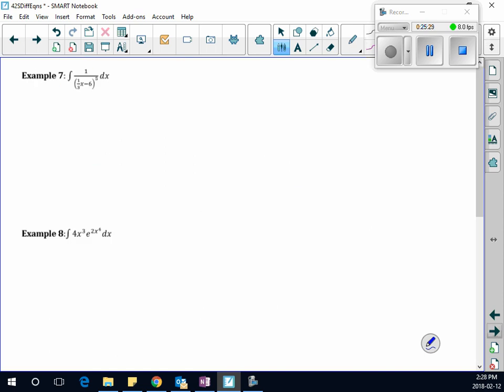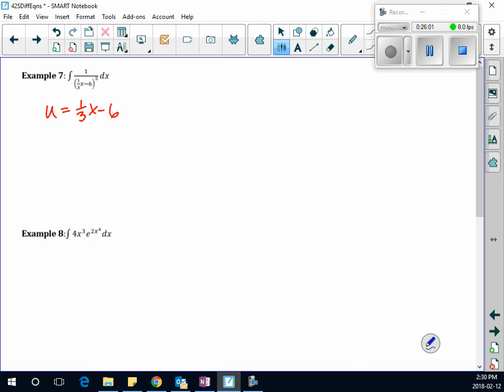So, you want to try the next one on your own? What is my u in this case? u is going to be 1/3 x minus 6. So what's the brackets? Yeah, a lot of the times it's always the brackets. You'll see the next one doesn't have any brackets, but you can probably figure out what it's going to be.